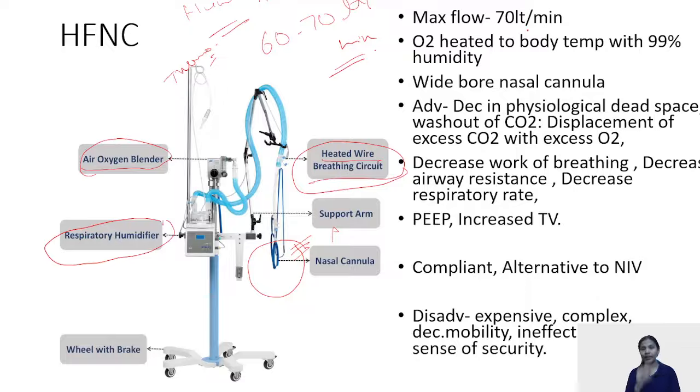Then there are the disadvantages of HFNC. It is expensive, it is complex, ineffective sealing may be there, and yes, you have a false sense of security, because of which you can delay the intubation thinking that the FiO2 of 100% is being delivered by HFNC.